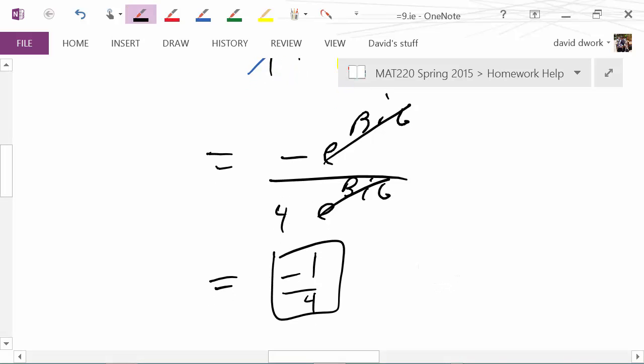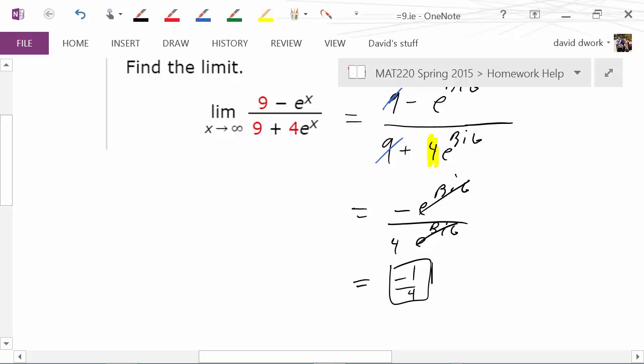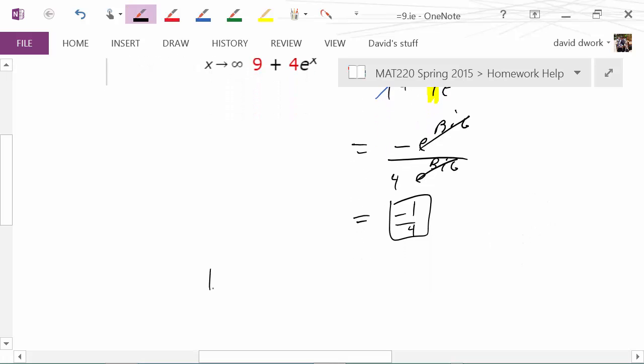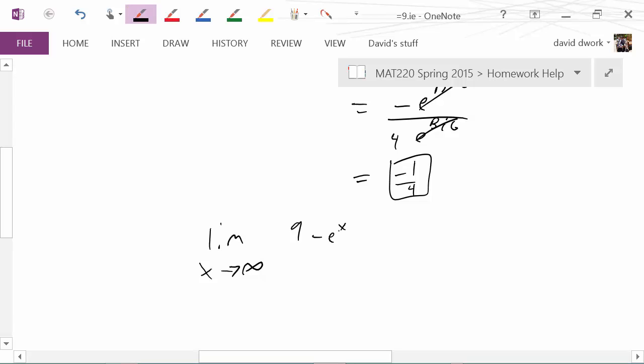So therefore, the limit is negative 1/4. And that usually leads to a bit of an issue when we get some other problems where you might have, I'm going to keep the problem very similar, 9 minus e to the x, except what I'm going to do here is change the denominator just slightly. Whoops, I wanted to drag this down to give myself a tiny bit more space. There we go.